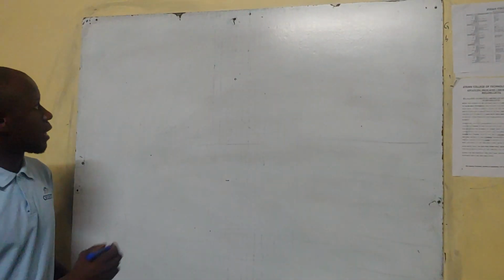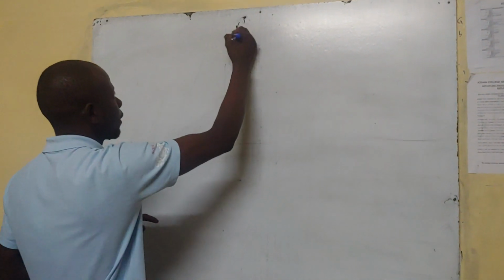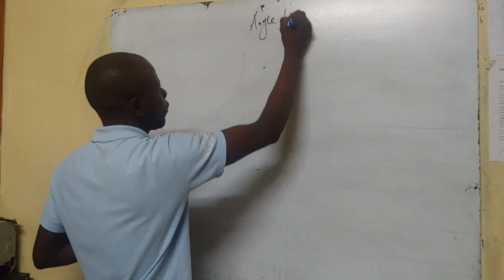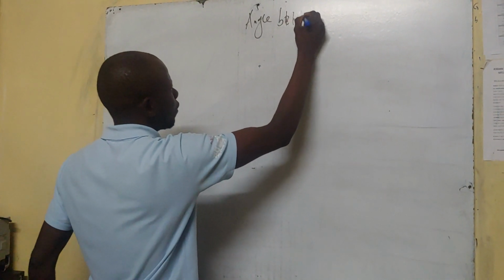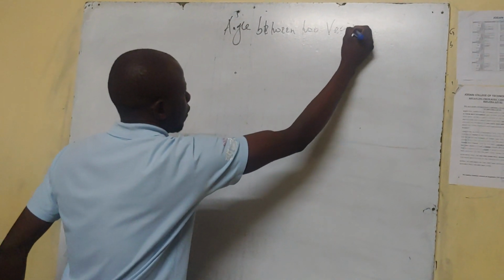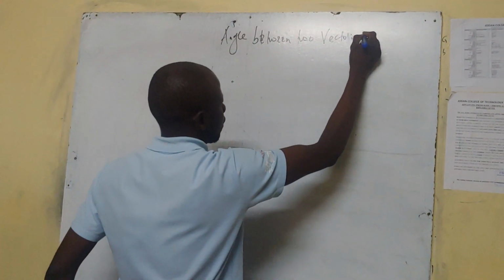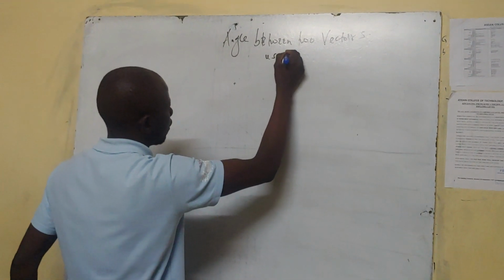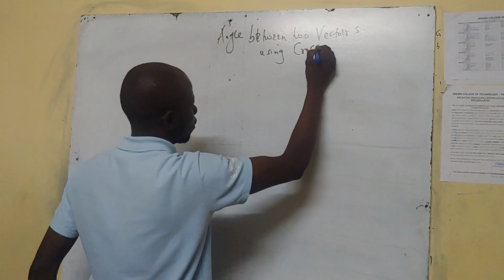We want to look at how to find an angle between two vectors, again, the angle between two vectors, using the cross product method.